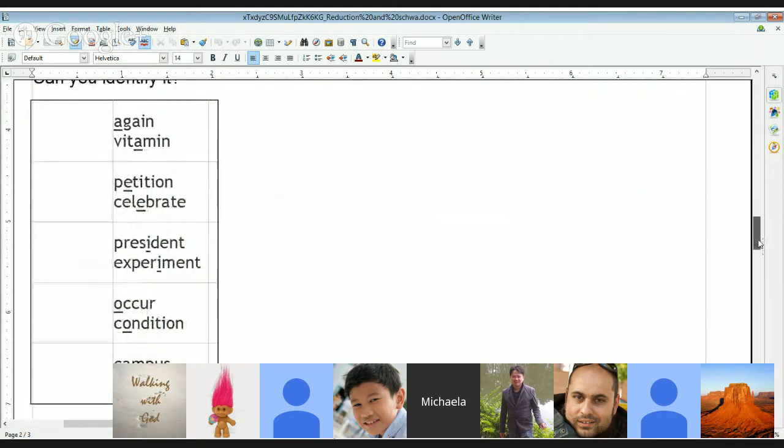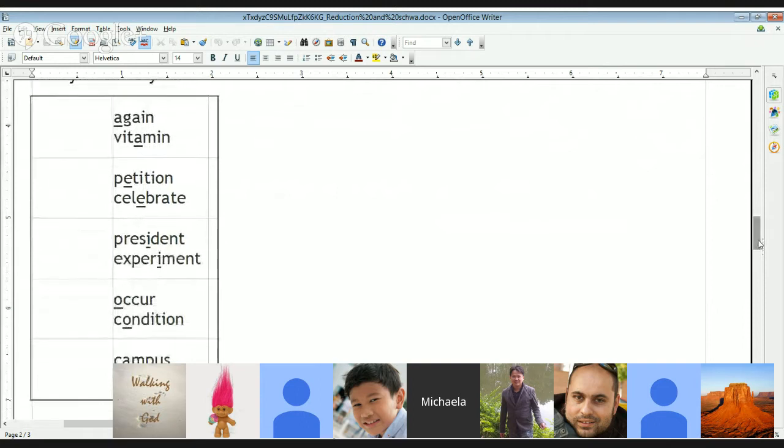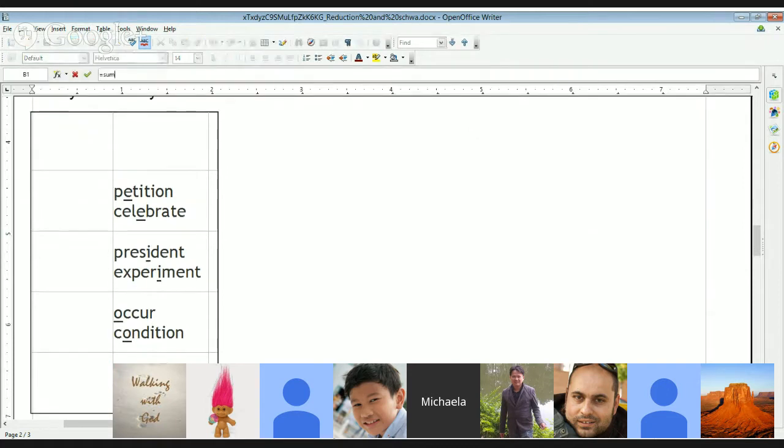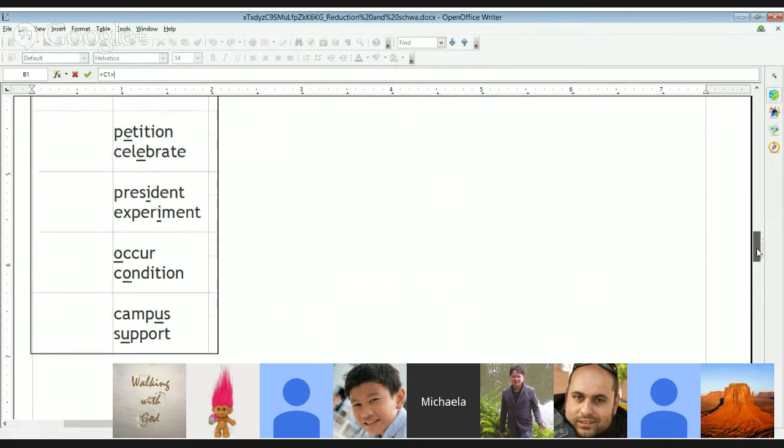All right. So we have a few words here that all have the underlined schwa sound, and they're good examples. Oh, what did I just do? Oops. I did a weird computer function that I don't know how to deal with.